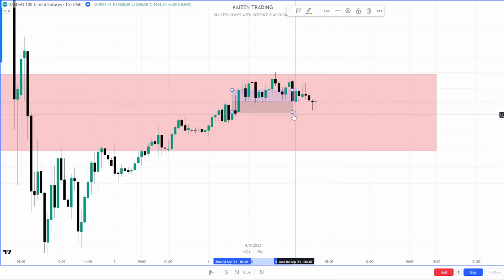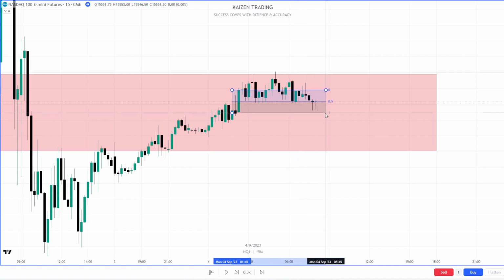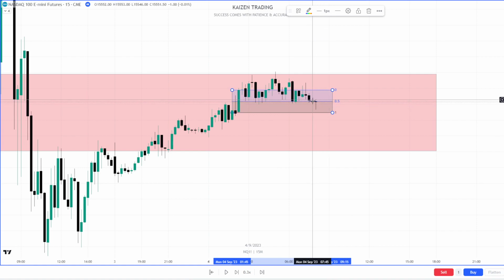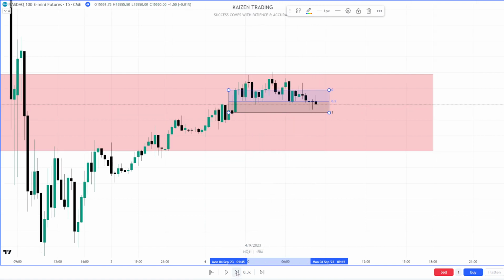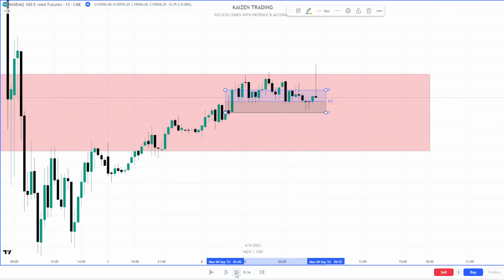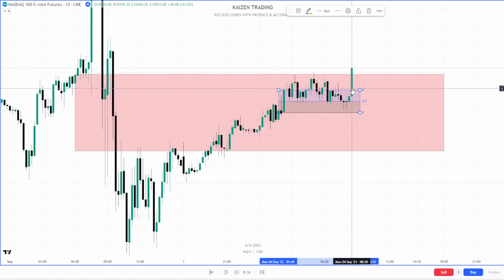Okay, we're still pretty much holding that 50% level. Yeah, some of these candle bodies are right at equilibrium, but we're not closing deep into a discount. Still holding. Boom. Okay, and what time is this? New York open.